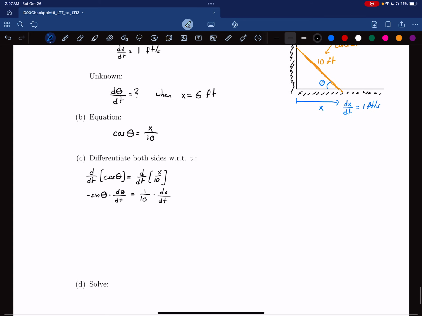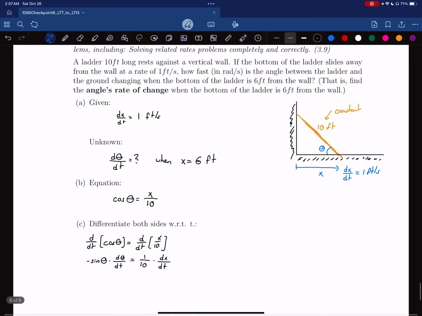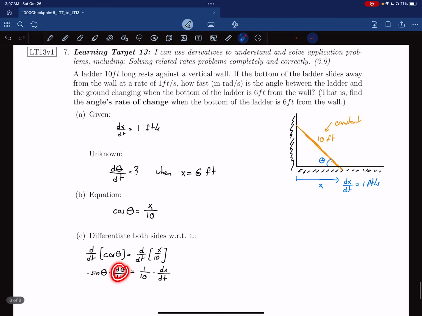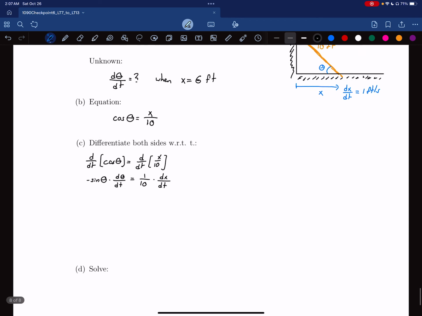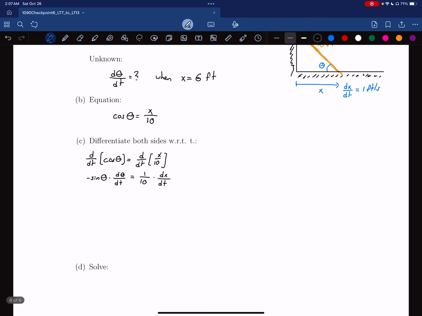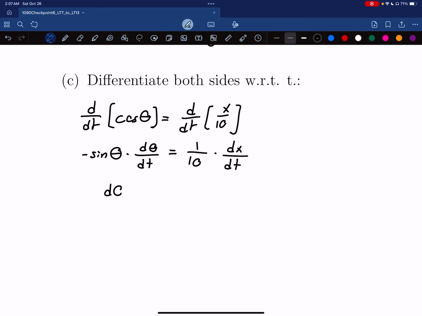All right, I'm looking at this, and this looks pretty good because I have d theta dt, which is what we're solving for, and dx dt, which is given. And then I also see a sine theta. I'm not exactly sure how we're going to go about that yet, but in the meantime, let's solve for our target value of d theta dt.